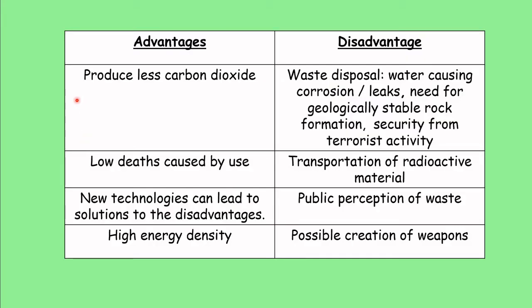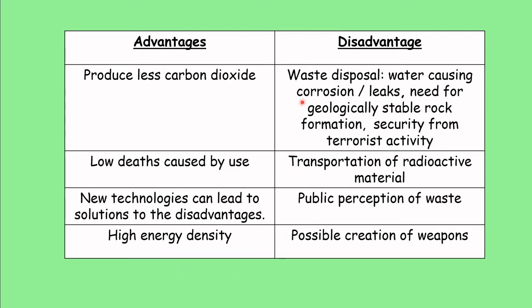So some of the advantages and disadvantages. Well, the advantage is it produces less carbon dioxide, if any. So very little carbon dioxide is produced. Compared to the number of deaths from coal and oil and gas power stations, the death count for nuclear power stations is a lot lower. New technologies could be produced that could get rid of a lot of the disadvantages. So a lot of money and time is being put into researching ways to get around the disadvantages we're going to talk about in a moment. And you have a high energy density. So you need to have a very little amount of the nuclear fuel to get a lot of energy out.